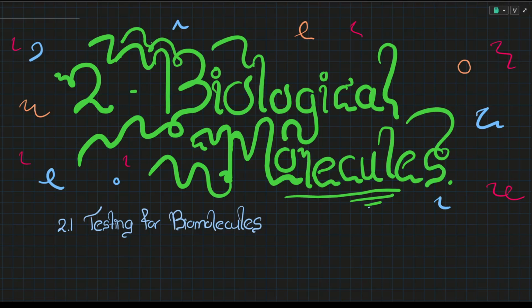Looking at the span of Chapter 2, we'll be taking a comprehensive look into biological molecules, or biomolecules for short. Under subtopic 2.1, we'll be testing for the major biomolecules we have to know how to test. Starting off, the first major class of biological molecules that you have to know how to test for would be your typical reducing sugars. Think of it like the glucose test.